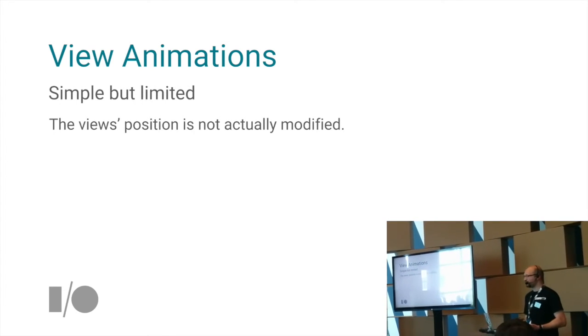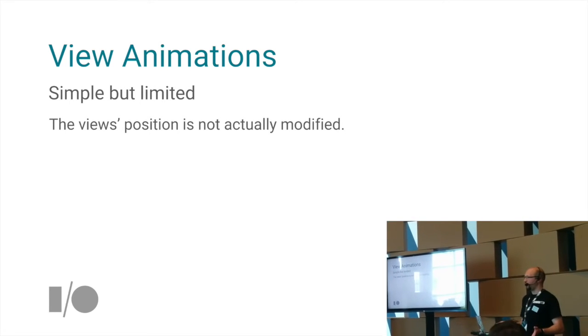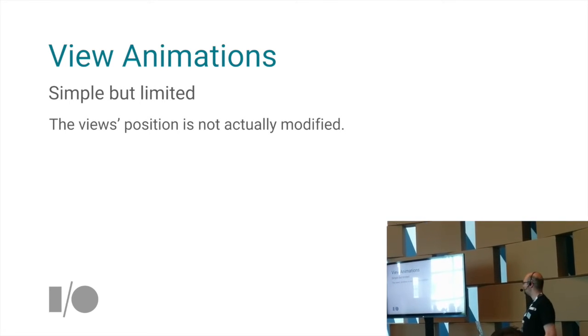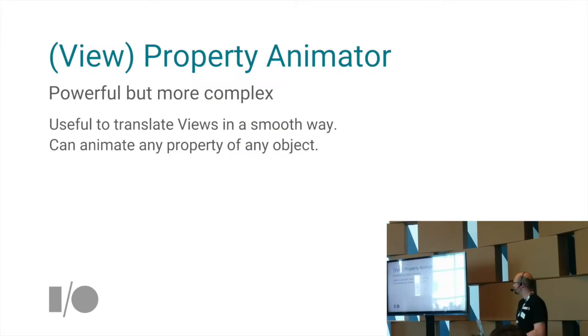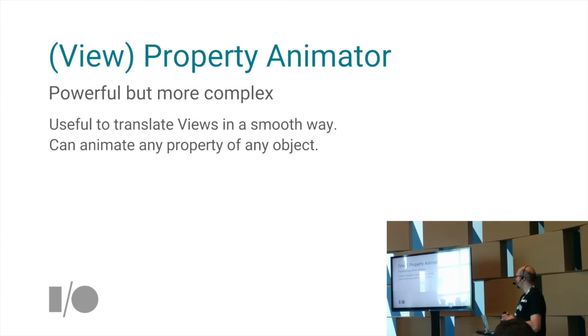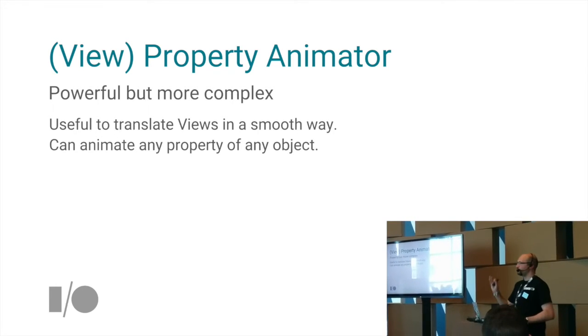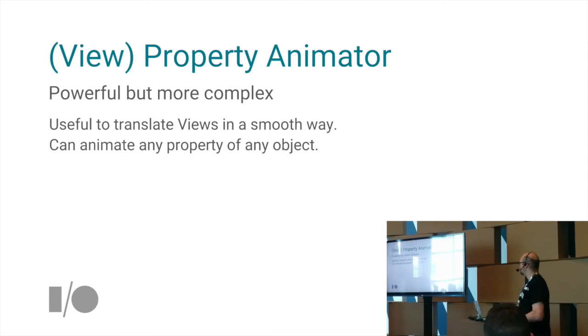So it's not great, but for simple things, it's really easy and straightforward to set up and get it working. On the other hand, property animation and view property animation are really powerful. You can animate virtually any property from any object that has a setter method. And you can use it to translate views.